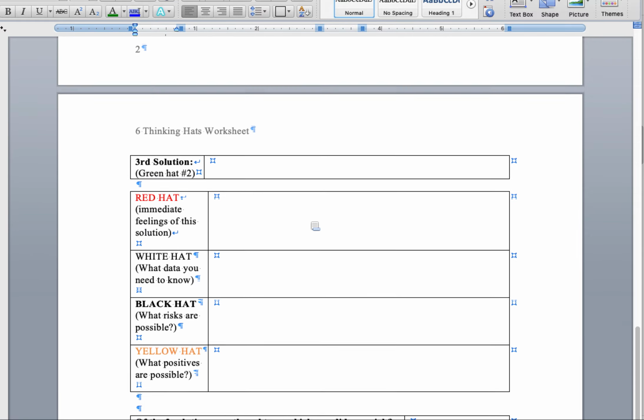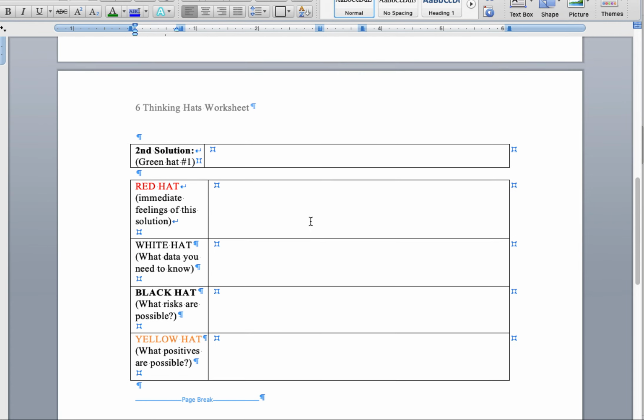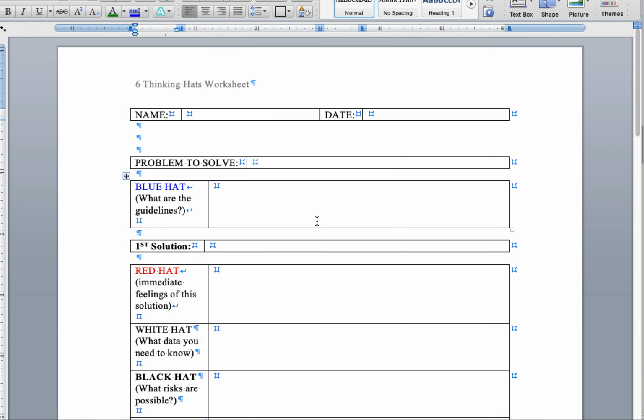I will have links up for everyone to look up different guidelines on the hats. But what we're going to do is come up with solutions to solving a problem. Because if there's one thing I have not repeated enough, it's that it's not about knowing the answer, it's about knowing how to find the solution.